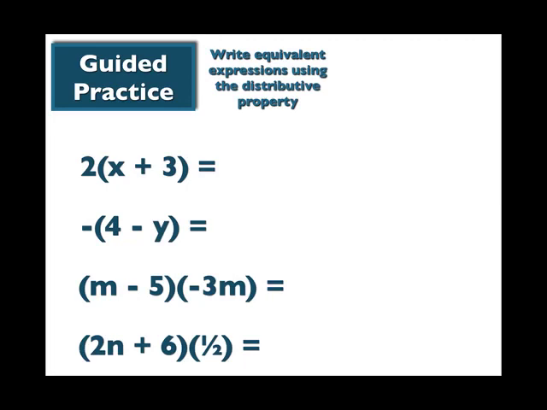Okay, so the first one, you're going to get 2x plus 6. 2 times x plus 2 times 3 is 2x plus 6. On the second one, there's that negative 1 again. So you're going to get negative 4 plus y. Down below, negative 3m times m is negative 3m squared plus 15m. And then the last one, again, your ability to use fractions is going to be really, really important. Half of 2n would be n. Half of 6 would be 3. So the answer is just going to be n plus 3.